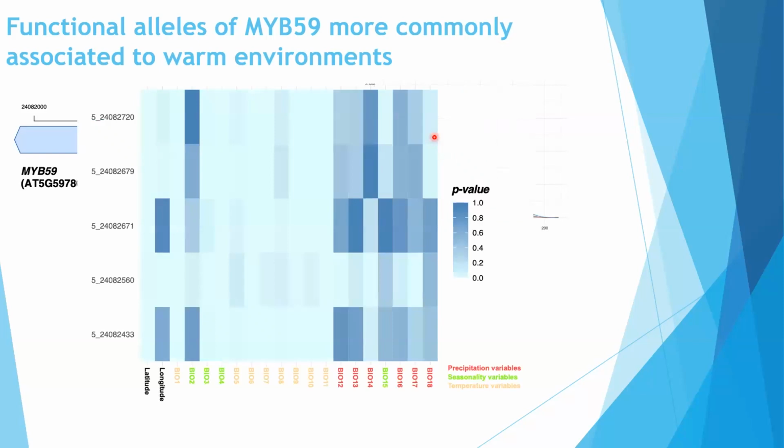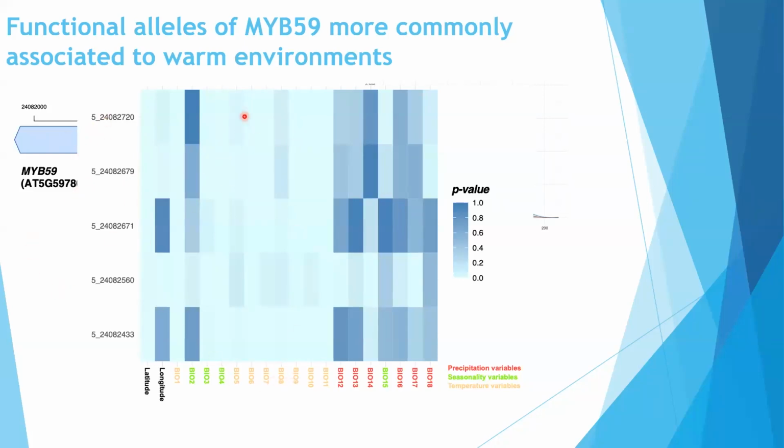And just to show you, we compared all the different climatic parameters. So the yellow ones are associated with temperature, the green ones are associated with seasonality, and the red ones are associated with precipitation. And these are the different polymorphisms here along the side.